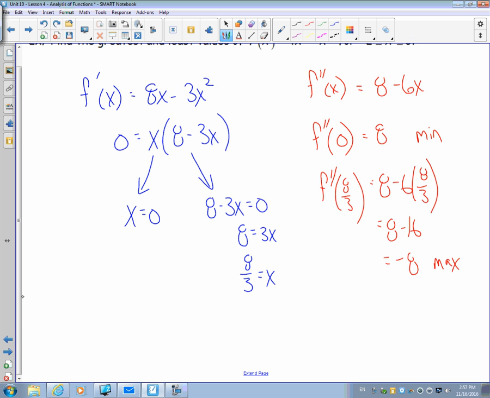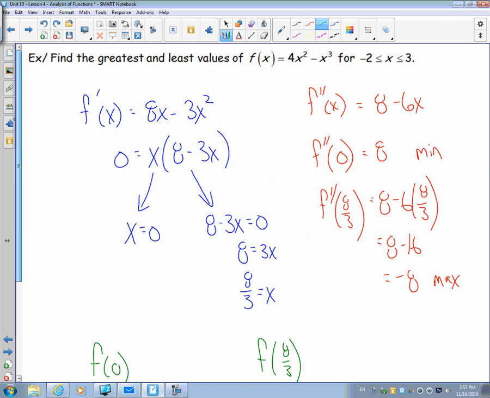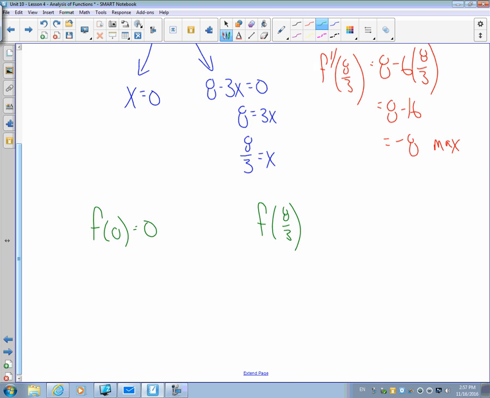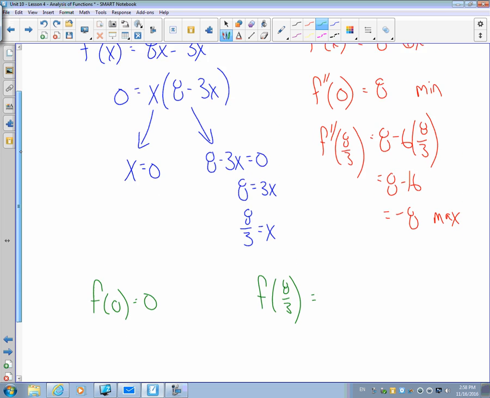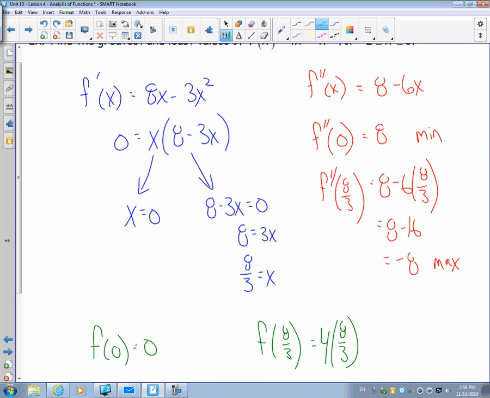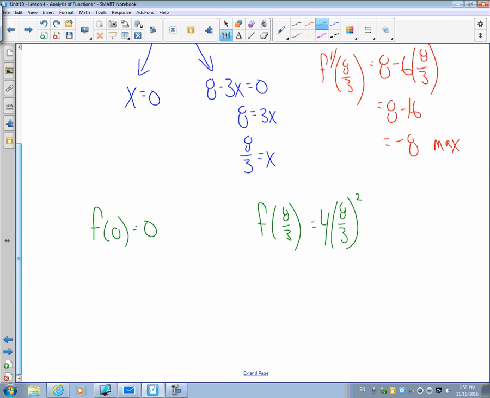If I want to know the points, I go back to my equation, right? So let's see what happens, f at 0 and f at 8 thirds. So we put 0 into this original equation. That's a nice one. We get 0 minus 0, in other words, just 0. The next one, not so nice because we've got the messy fraction to deal with. So 4 times 8 thirds squared and minus 8 thirds cubed.